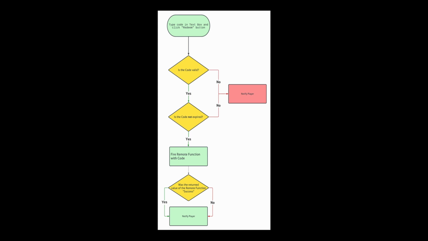If the code is valid, then we want to check if the code is not expired. If the code is expired, then we're going to notify the player. But if the code is not expired, then we want to fire the remote function with the code that we put in. Then once we fire that remote function, we want to do something based off what that remote function returns. So if the return value of the remote function was success, then we want to notify the player, or if it was not success, then we also want to notify the player as well.